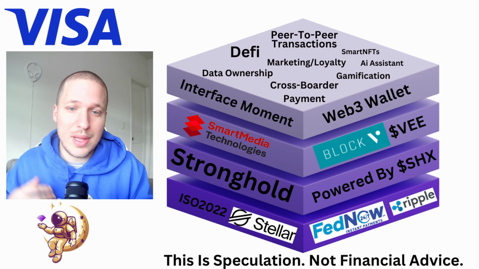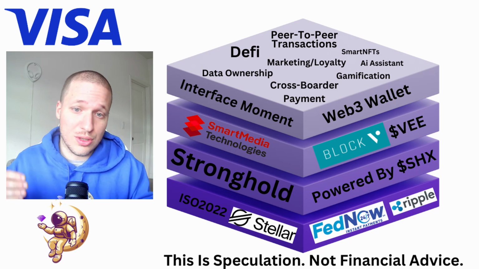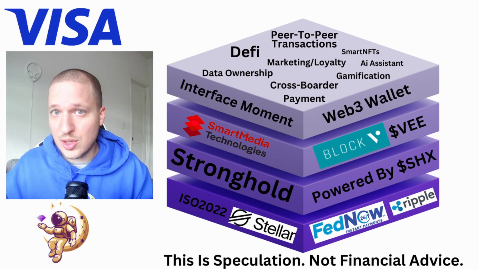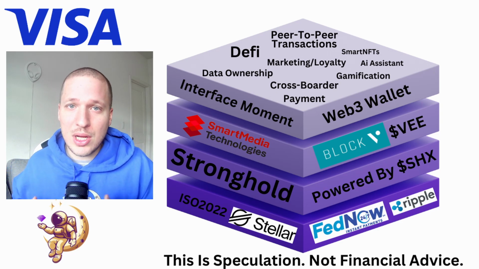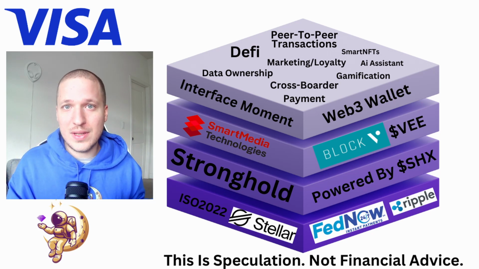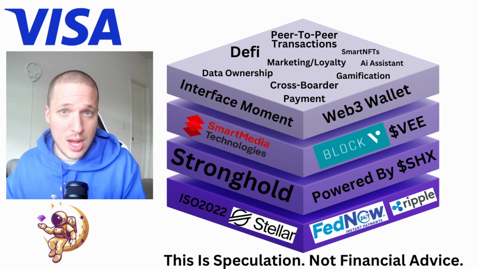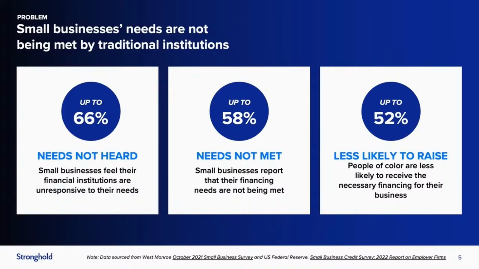Now, right on top of that, as an interface moment for the infrastructure, you'll see Stronghold, which is powered by our favorite token, SHX. And I'm calling that the financial layer, right? That's where the financial services are all going to be processed seamlessly and efficiently in real time. Stronghold's launched a suite of products. Here are the two that we're going to talk about today.